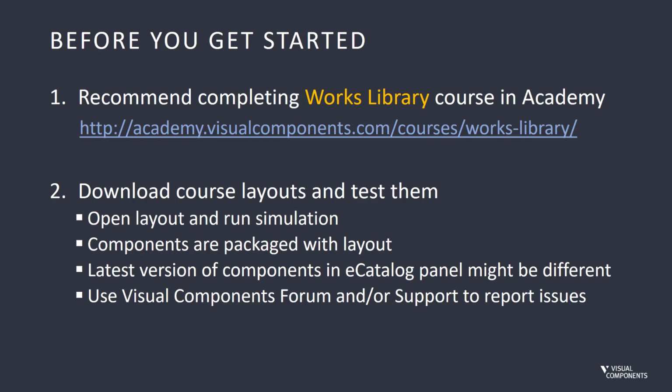Before you get started, I highly recommend you complete the Works Library course in our Academy so you are familiar with how you can create tasks, simulate processes, use resources, and so on. The next thing you should do is download all the course layouts and test them on your computer with your Visual Components product. Open them up, run the simulations, see if they work. The components in the layout are packaged with it, so once you open the layout, you should have access to those components, and you shouldn't see any missing geometries or anything. Make sure you are using the latest version of the components in the eCatalog panel.